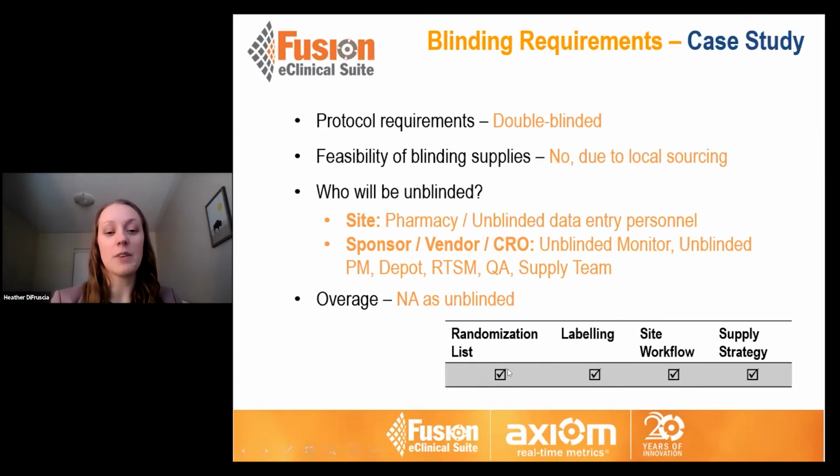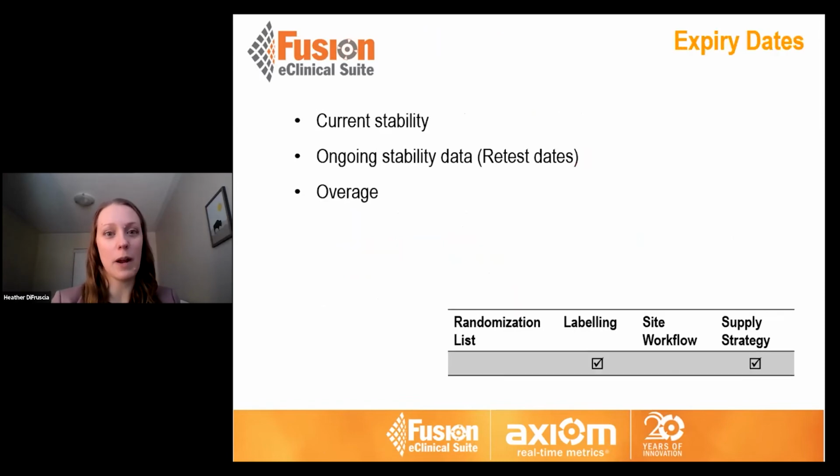So here, our randomization list from an inventory perspective would not be applicable because we're talking about unblinded inventory. The labeling could be unblinded, just like we talked about there. And then we touched on the site and supply strategy. So definitely lots of impacts when we're discussing blinding requirements and the considerations there.